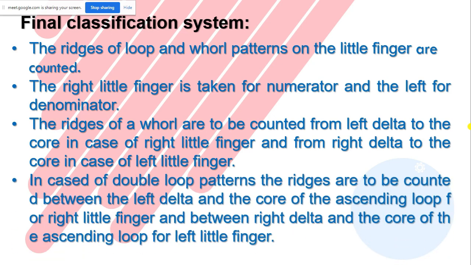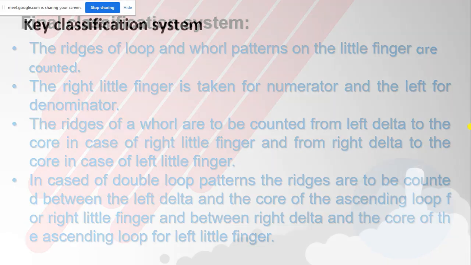So in case of the double loop patterns, the ridges are to be counted between the left delta and the core of the ascending loop for the right little finger, and between the right delta and the core of the ascending loop for the left little finger, right? So always keep in mind that although you have a particular rule for counting ridges and tracing ridges, with the change in the fingers and with the change in the classification system, there are a few changes in the delta considerations for the purpose of ridge count and ridge tracing.